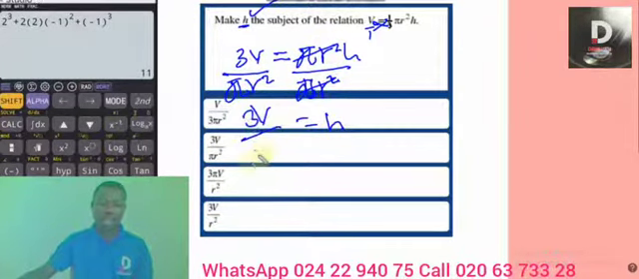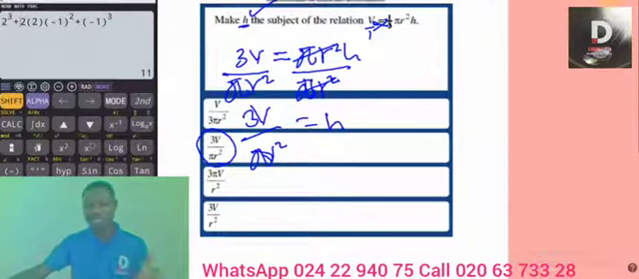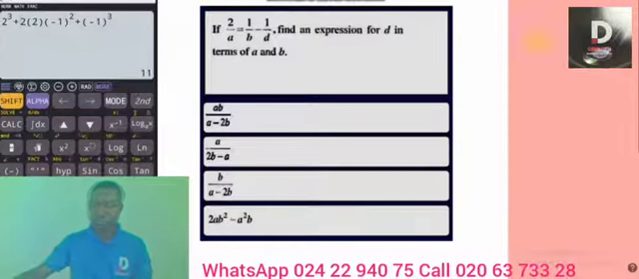Now our h is equal to 3v over pi r squared. You have that answer there: 3v over pi r squared. That's option B. That is the correct answer. You love it? Perfect. Just by following the 4 steps, you are free.